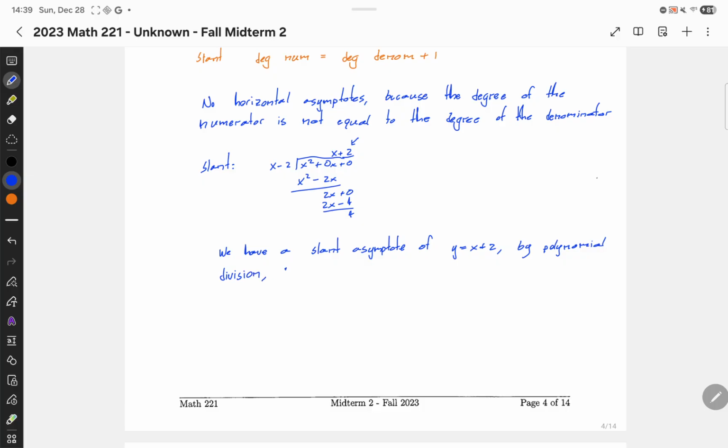And may as well be thorough, because the degree of the numerator is 1 greater than the denominator. You probably would have been fine with just that first sentence though.